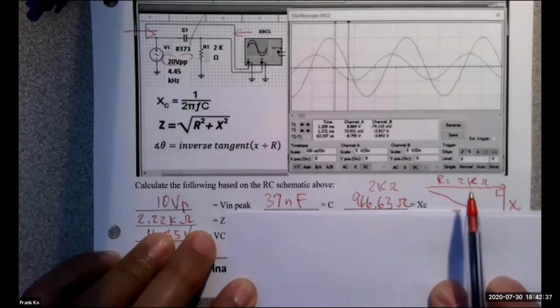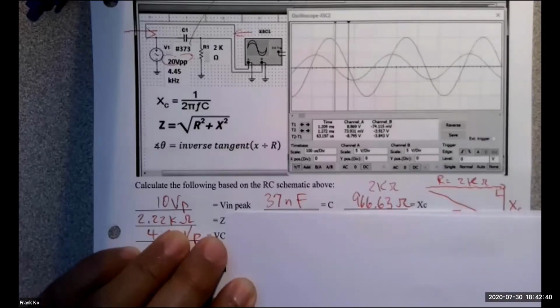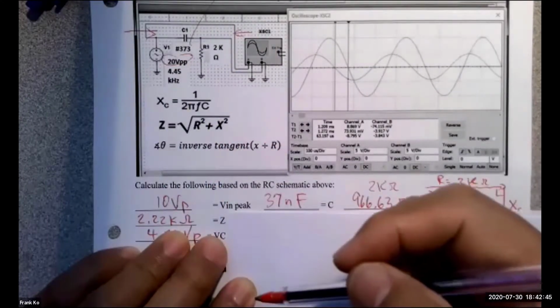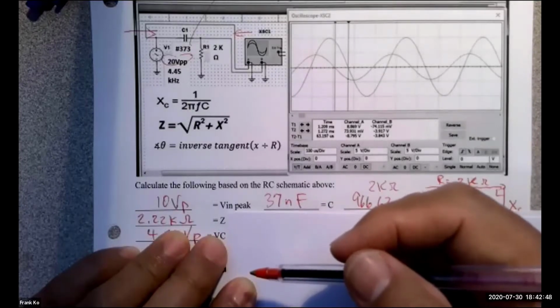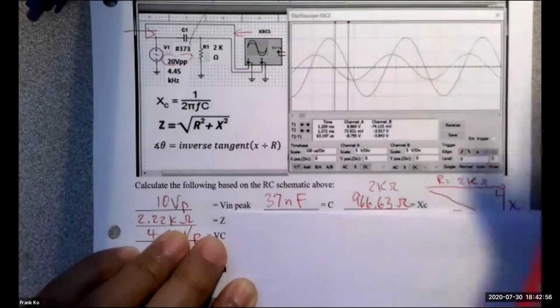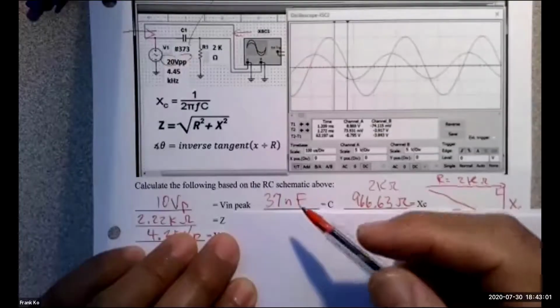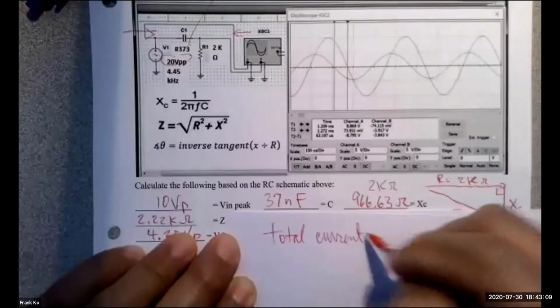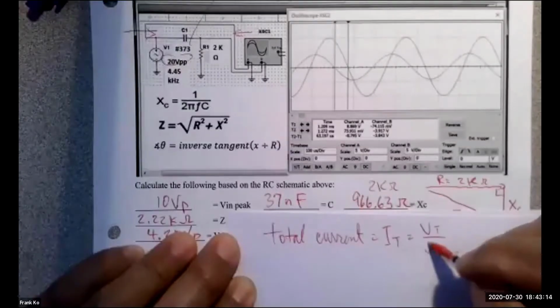All right, so once you have Z, once you know the total ohms of this circuit, how do we determine total current? Current question goes to, let's take a look here. Javier, how do I calculate current? Ohm's law. Ohm's law is good. So what do I do? You divide voltage by resistance. Perfect. Total current equals I sub T. So you take your VT, divide by total ohms, ohms total.